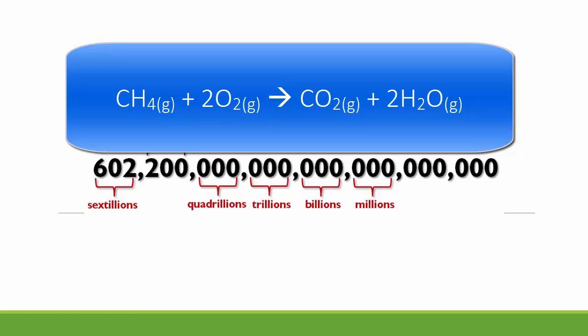6.02 times 10 to the 23rd of this plus 2 times 6 times 10 to the 23rd of that produces 1 times 6 times 10 to the 23rd of this and 2 times 6.02 times 10 to the 23rd of that. Okay?